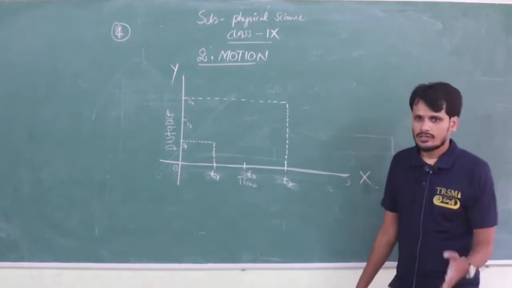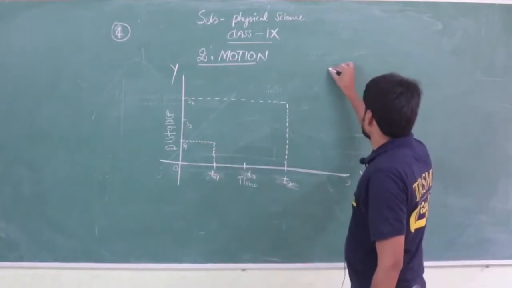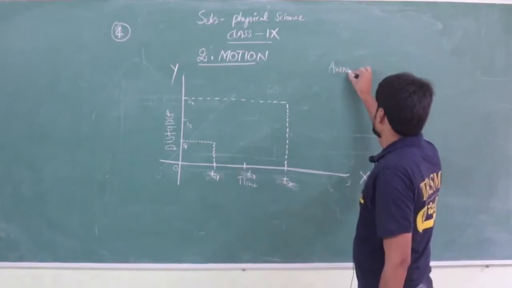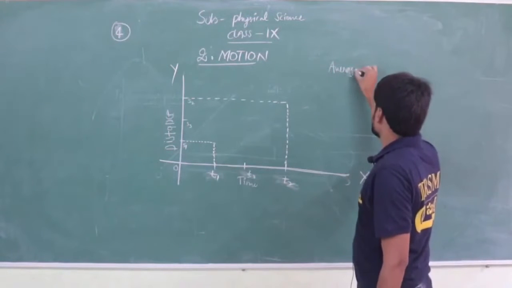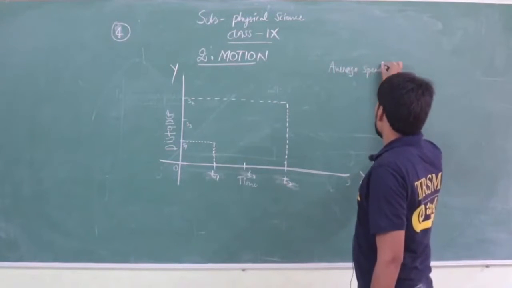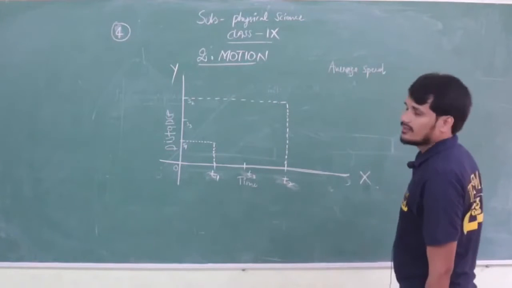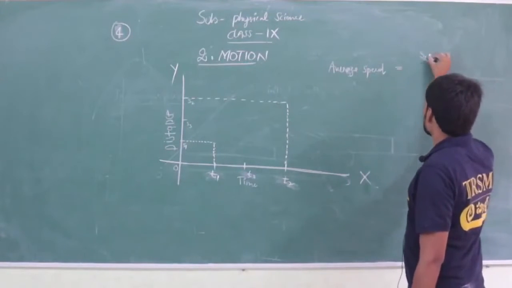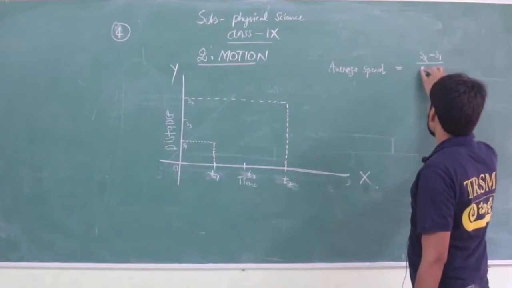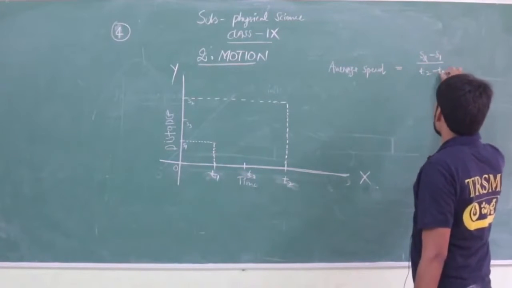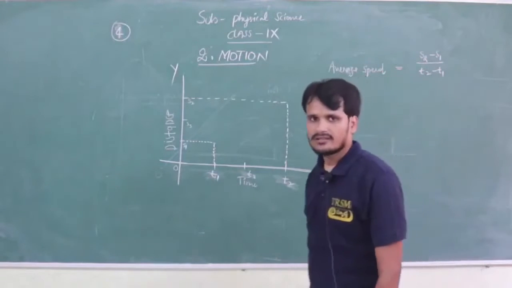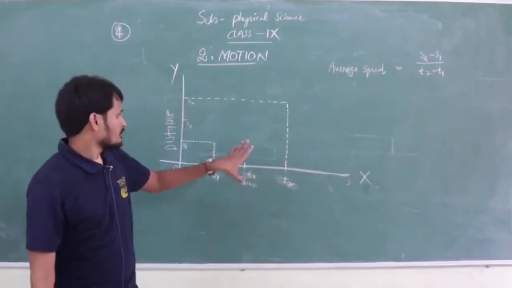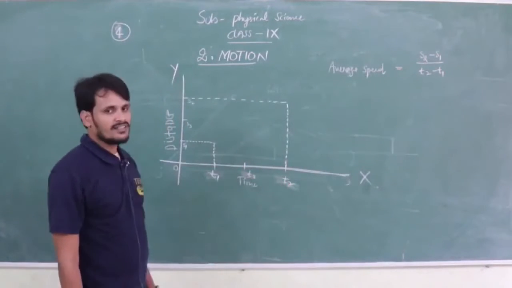Is it right? So the formula for average speed equals S2 minus S1 by T2 minus T1. By applying that, do we get T3 and S3?